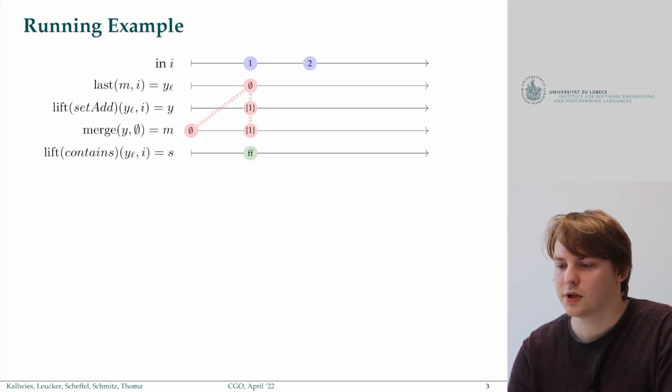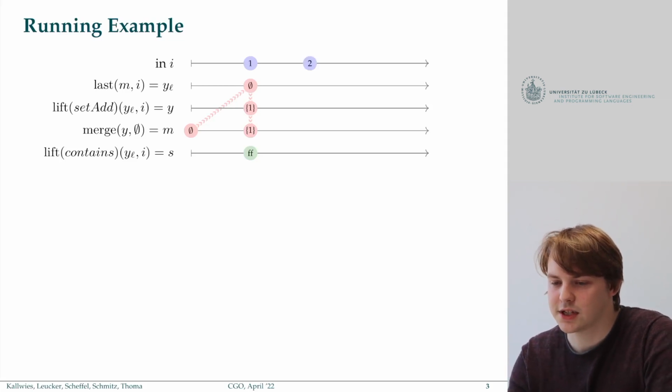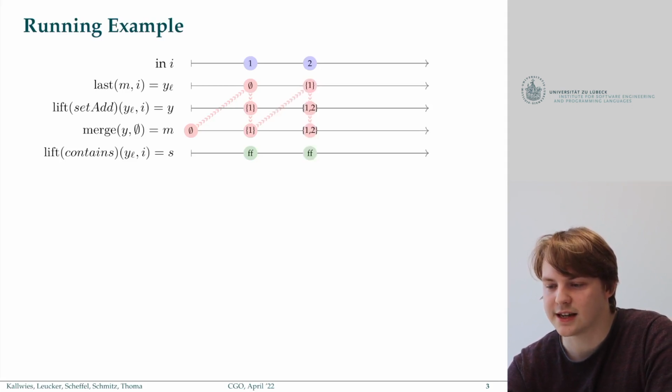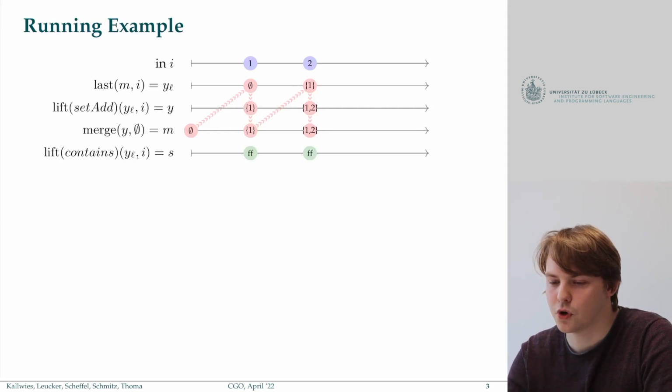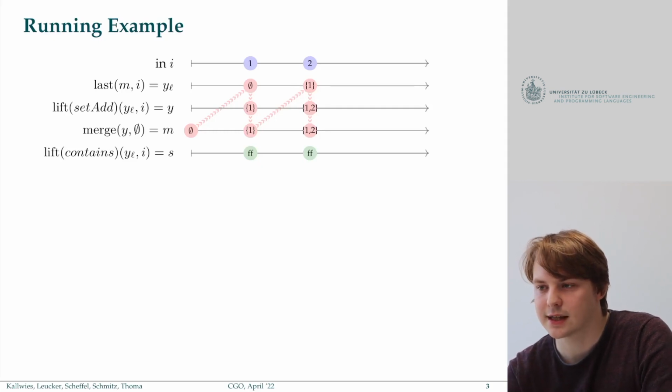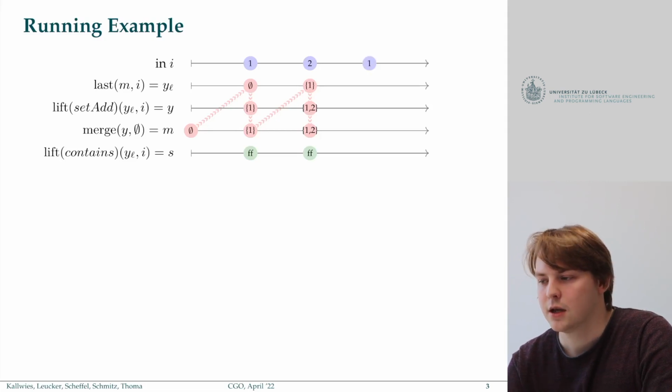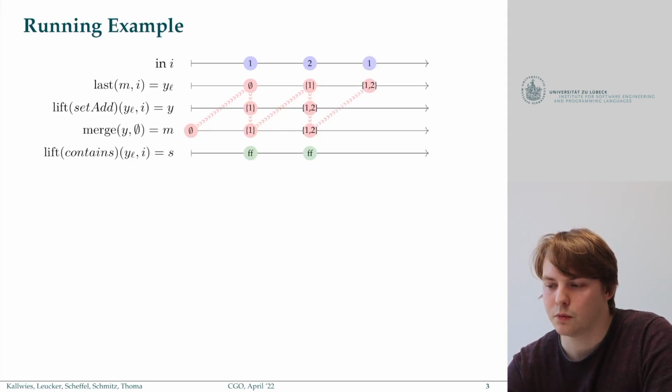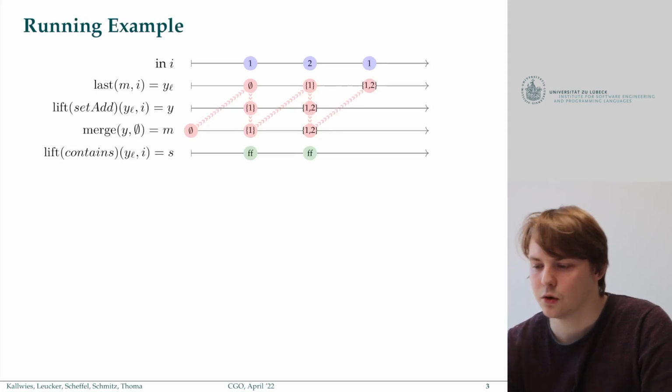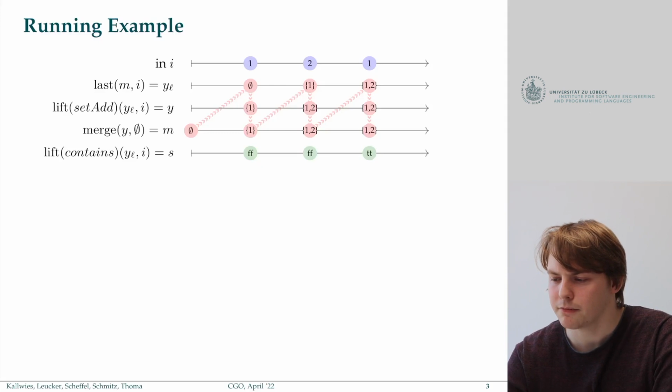If we receive the next input event, for example 2, the same procedure is repeated. The event from stream M is reproduced, the set add is lifted, the stream is merged into stream M, and the stream S evaluates to false because 2 is not already contained in the set from the last timestamp where only 1 is contained. If we then get the next input event for 1, we basically do the same. We recover the event 1, 2 from stream M again and evaluate. This time stream S has the event true because the 1 was already contained in the set from stream M.